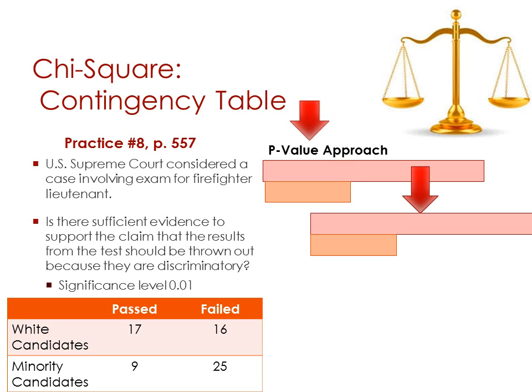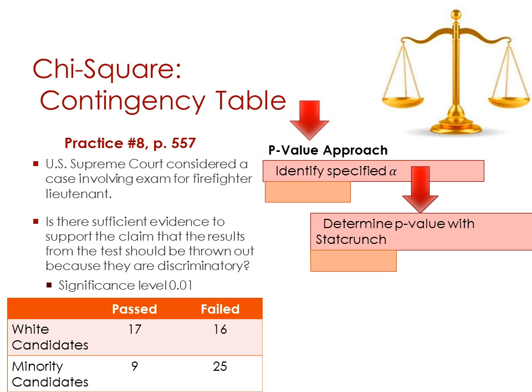Okay, now let's also go through real quickly and look at this with the p-value approach. So what are the first couple steps I need to have if I'm going to do a p-value approach with this problem? Well, I'm going to identify my specified alpha, and then we're going to use the p-value from StatCrunch. So what is my specified alpha here? My alpha is going to be 0.01.